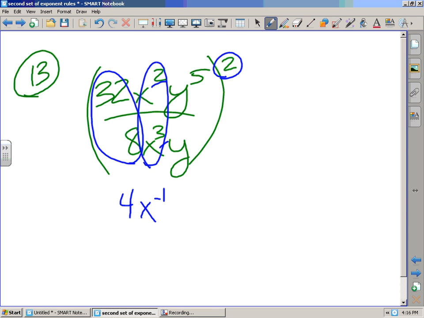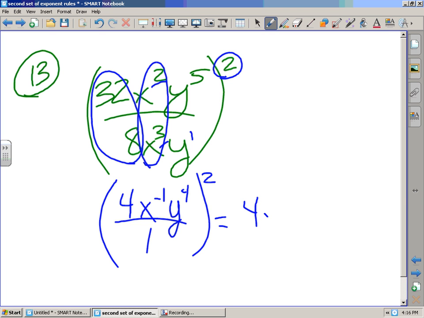The result goes in the numerator. If you want to show that it's in the numerator, you can put a 1 underneath the numerator. And then 5 minus 1, we get 4. And this is all to the power of 2. Okay. 4x to the negative first y to the fourth over 1 is the same as 4x to the negative first y to the fourth.